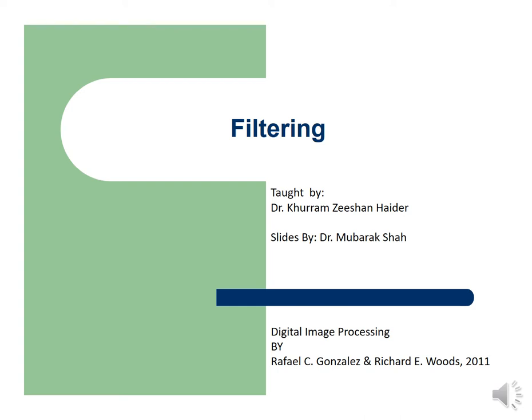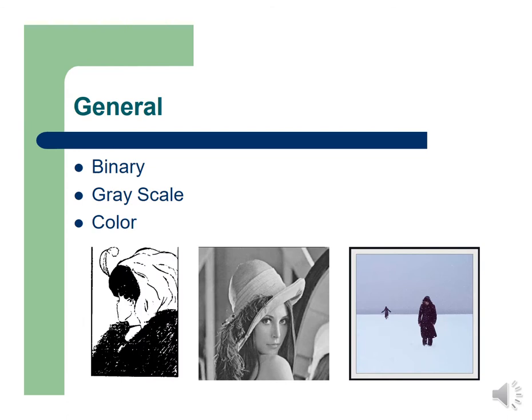Bismillah ar-Rahman ar-Rahim. The topic we are going to cover today is filtering, and the material presented in these slides is from the book Digital Image Processing, written by Gonzalez and Woods. It was written in the year 2011. Generally, we have three types of images, and the simplest of which is binary.